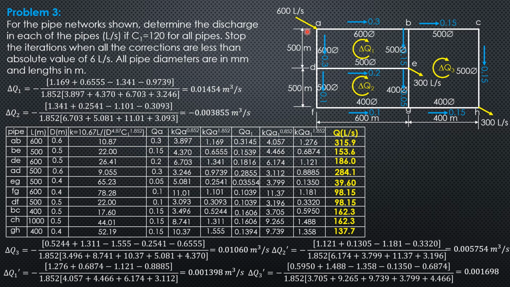So to check, AB 315.9 plus AD 284.1 is 600 liters per second. In this junction, BE 153.6 plus DE 186 minus 300, then minus EG 39.6, it should be 0. Then at this junction here, CH 162.3 plus GH 137.7 is 300 liters per second. So that's checked. So that's why these are the final answers.